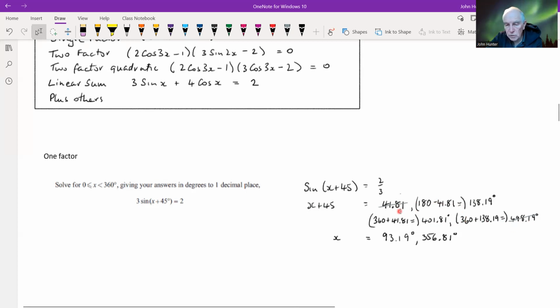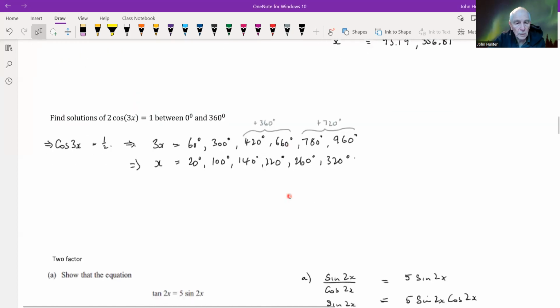But I note that when we subtract 45 from this one and this one, we're going to get something which sits outside the range that we're interested in. Whereas subtracting 45 degrees from this one, 138 and 401, actually leaves us in range. So we're going to get rid of those two, and that's going to leave us with these two solutions, which I notice I've expressed as 2 decimal places, but hey ho. So it's 93.19 degrees and 356.81 degrees. So that's an example of a single factor.